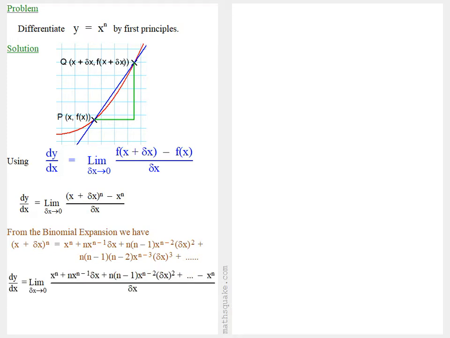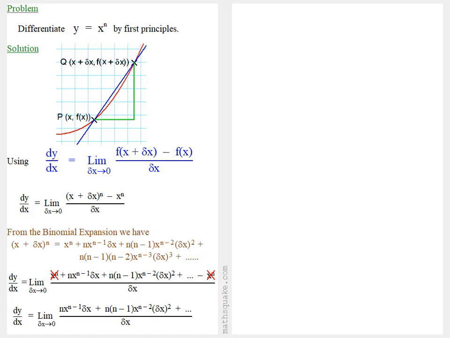Now that means dy by dx is the limit of that minus x to the power n all over delta x. And the two terms at the front and the back, x to the power n, both cancel with each other. And so we're left with dy by dx is equal to the limit as delta x tends to 0 of n x to the power n minus 1 delta x plus n into n minus 1 x to the power n minus 2 delta x squared plus more terms involving powers of delta x all over delta x.